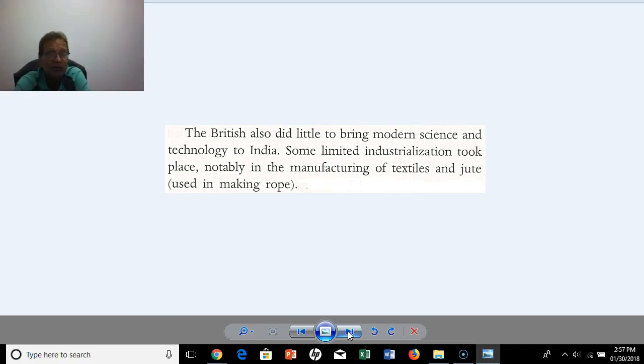Rope making was also a limited manufacturing concern that was introduced. But for the most part, they want India to be a market for finished British goods.